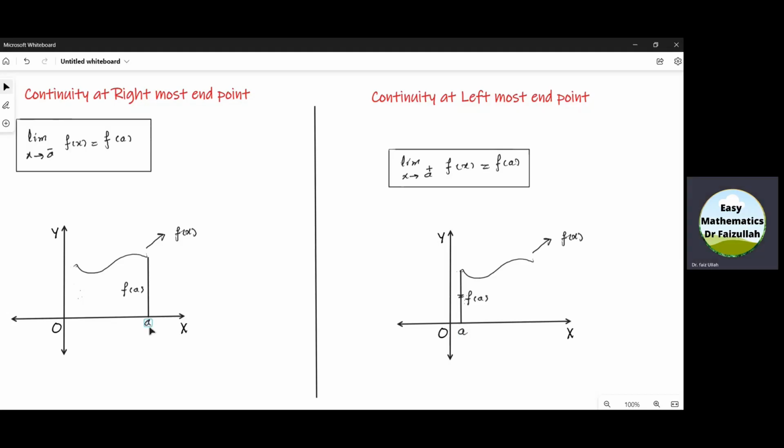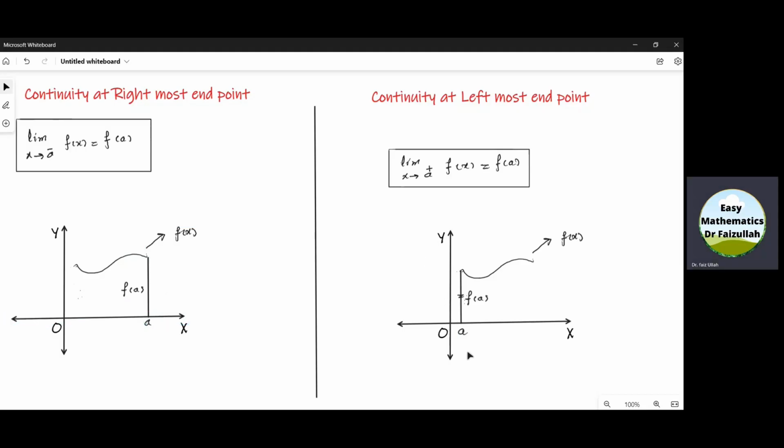If a is the rightmost endpoint of the graph of the function f of x, then how do we find the limit of this function at x is equal to a? In this case, there is no graph on this side. The graph is only at the left hand side of a. So we can only take the left hand limit of the function f of x at a, and if the left hand limit is equal to f of a, we will say that the function is continuous at that point.